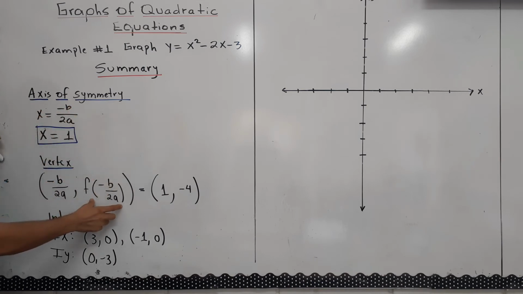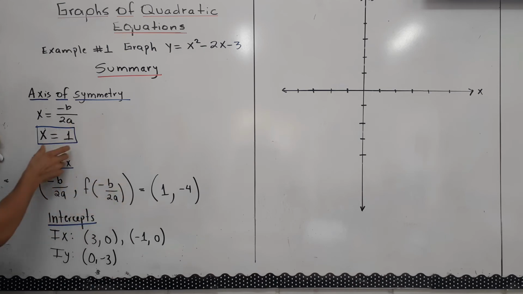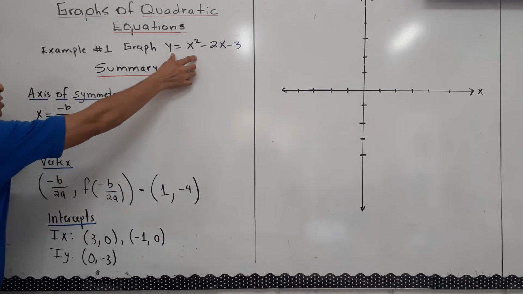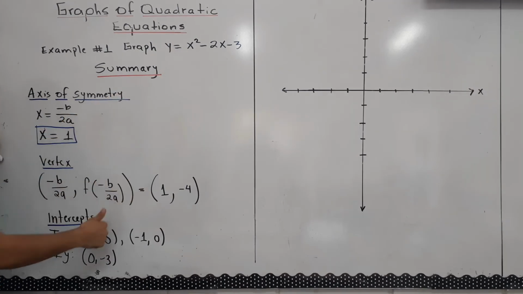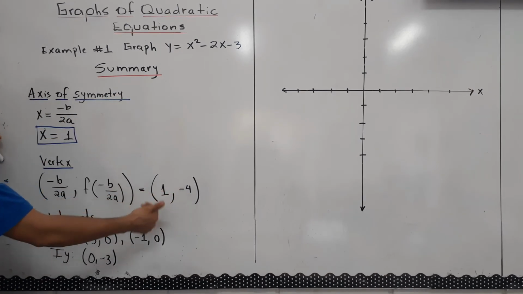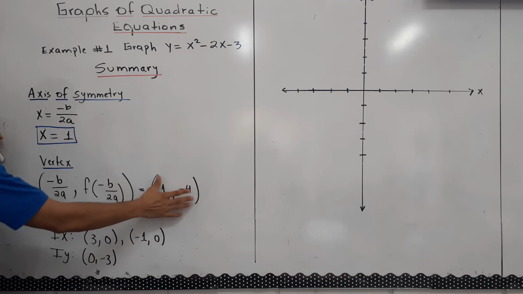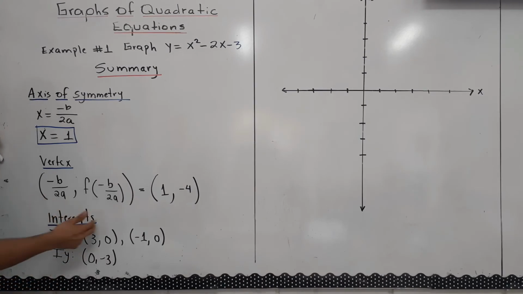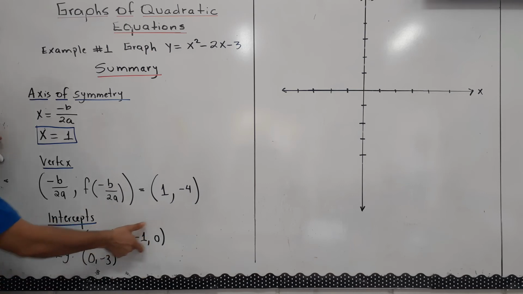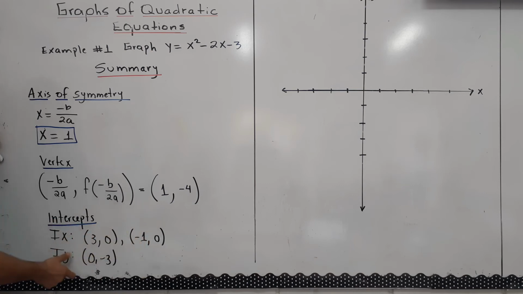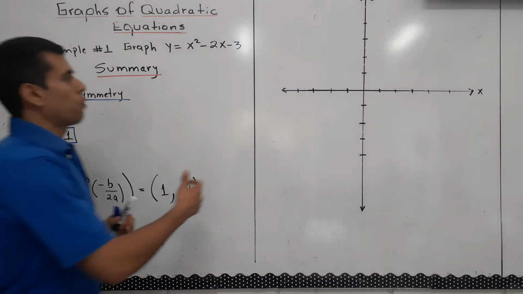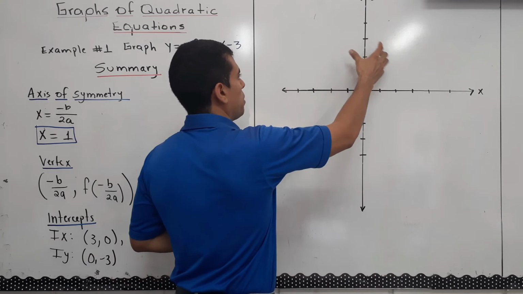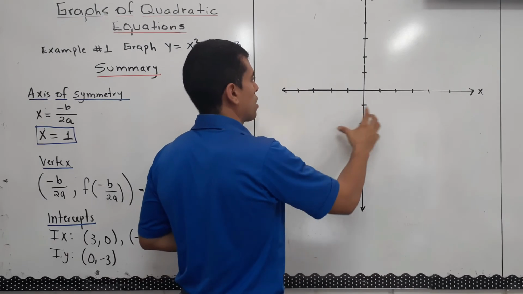What do you do to find this part? You're going to replace this value in the function and evaluate it. And we got -4. Okay, our vertex is going to be (1, -4). We are going to see how to graph this. Then we found the intercepts in x and the intercept in y. These are the intercepts in x, we have 2 intercepts, and in y we have 1 intercept. Then we have our coordinate plane where we are going to graph the information that we found.